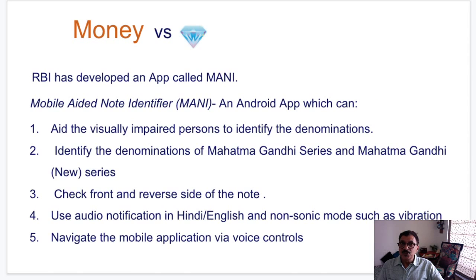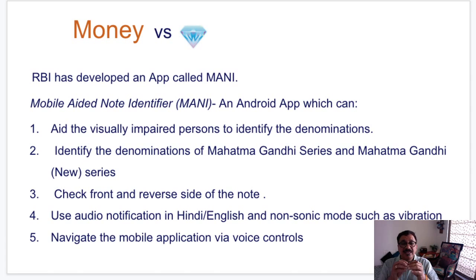Mobile Aided Note Identifier. You see, we have to be very caring as a central bank. RBI also has a conscience, a soul. So we must take into account that we have a large number of people who are visually impaired, and their needs and requests are also factored in when a note is designed.